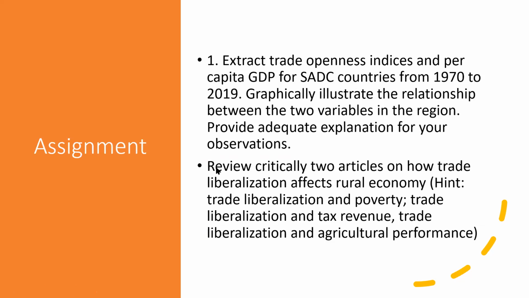Number 2, review critically 2 articles on how trade liberalization affects the rural economy. The measure of trade liberalization here is our trade openness. I'm giving you a hint here. You may review work on trade liberalization and poverty, trade liberalization and tax revenue, trade liberalization and agricultural performance, trade liberalization and economic growth, and so on and so forth. There are so many things that you can do around this. So this is an assignment we have to do.